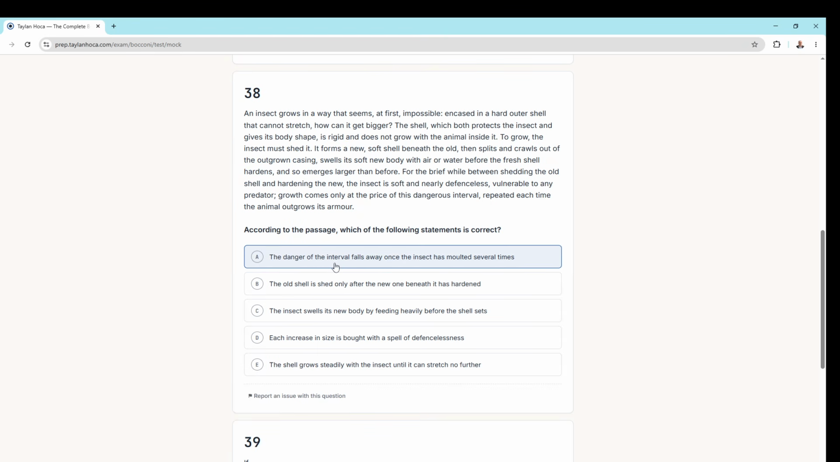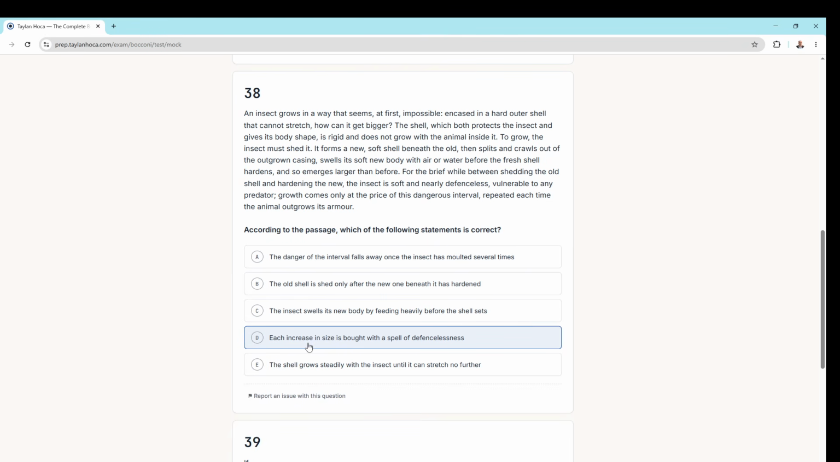So, the danger of the interval falls away once the insect has molted several times. I don't know. The old shell is shed only after the new one is formed. No, because there is a period in between. The insect swells its new body by feeding heavily before the shell sets. I don't think so. To grow? There is no evidence about it.